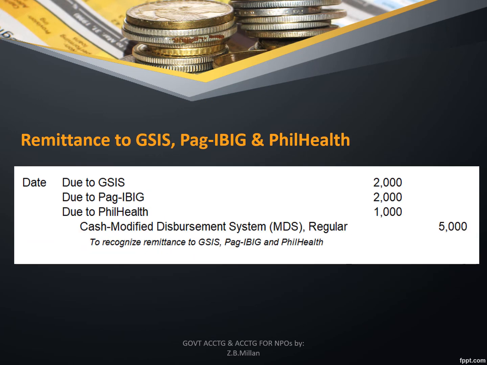On the other hand, yung remittance naman ng other deductions to be remitted sa mga other government agencies is recorded as follows. Siyempre, i-recognize lang natin yung liability for the deductions due to GSIS, due to Pag-ibig, due to PhilHealth with corresponding credit to cash. So, unlike sa remittance ng tax, ang remittance ng other deductions na to be remitted sa other government agencies is there is a transfer of cash or there is a physical flow of cash, unlike the TRA.